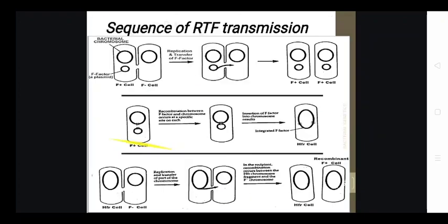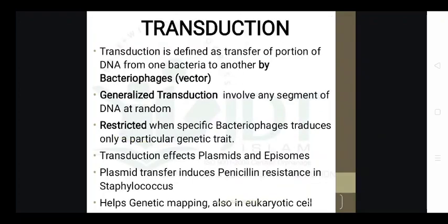Now next one is transduction. Transduction is defined as the transfer of a portion of DNA from one bacteria to another bacteria by a bacteriophage or vector, which will carry genetic material from one cell to another cell. So we already have studied the different life cycles of bacteriophage. There are two types of life cycle, lytic cycle and lysogenic cycle, in which bacteria will take some part of the genetic material of one cell to another cell by infection or replication of genetic material.